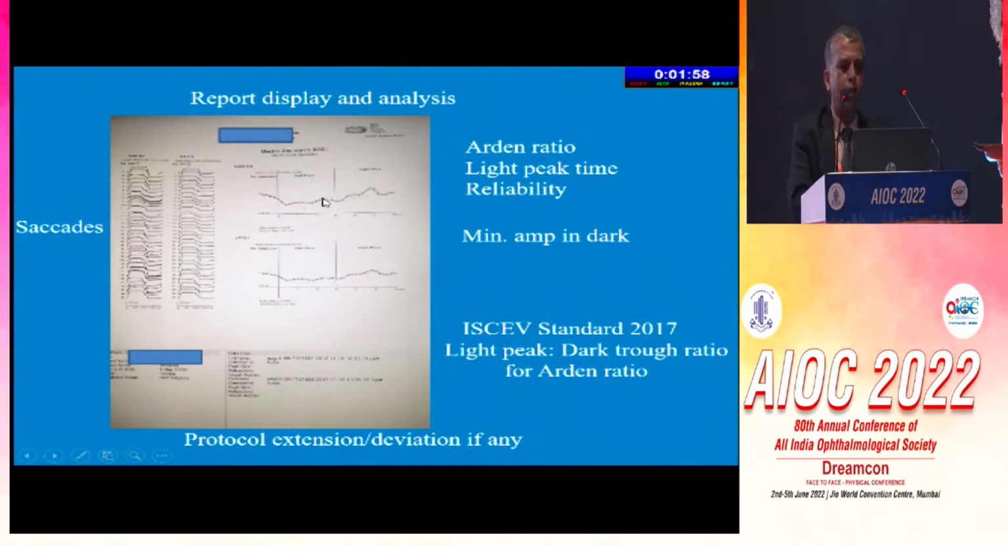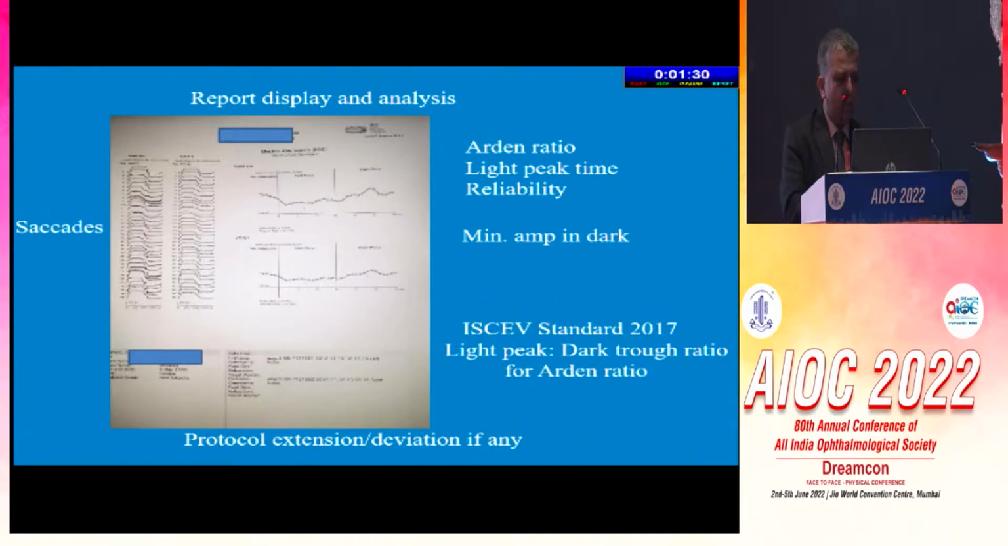Now here it is important that if you don't keep the cursor or adjust the trough around 10 to 15 minutes, and the light peak, the peak that comes in 7 to 10 minutes, sometimes one can get an erroneous result. You might have a case of Best disease, but if the peak you have taken is at 2 minutes, or another erroneous peak, then you can get a fallacious Arden ratio.